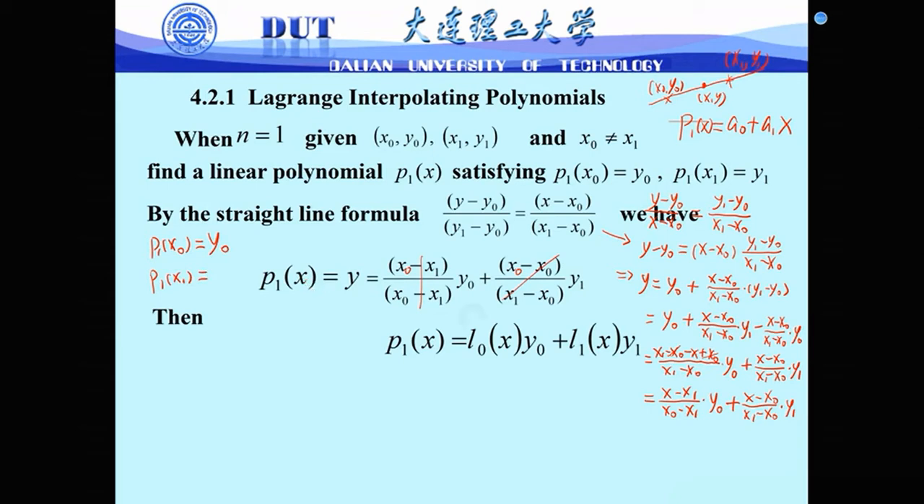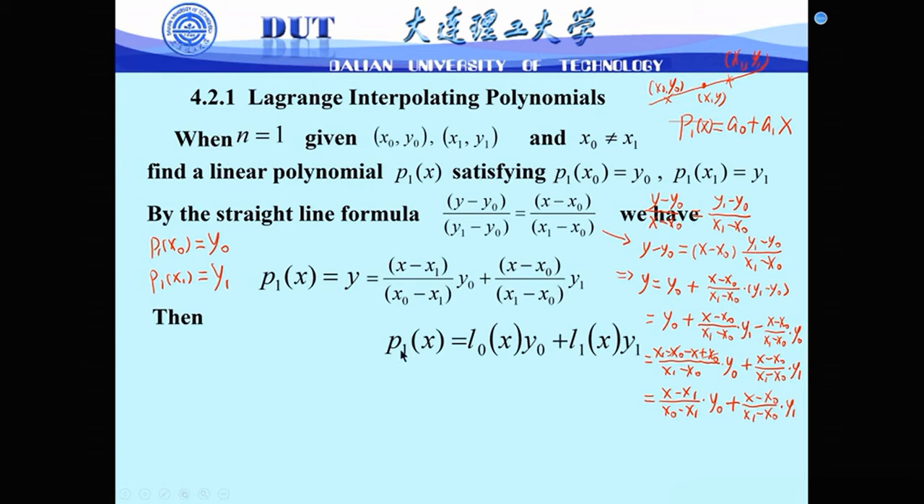Clear? And let's check p1(x1). Here x1 minus x1 disappears, and x1 minus x0 divided by x1 minus x0 is just 1. So only y1 remains. Now you see, p1(x) satisfies the two interpolation conditions. So we have checked p1(x), but now I want to write the formula of p1(x) in another form.